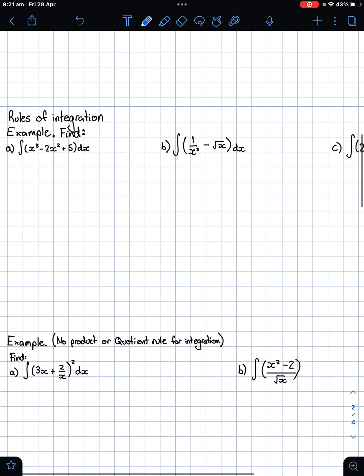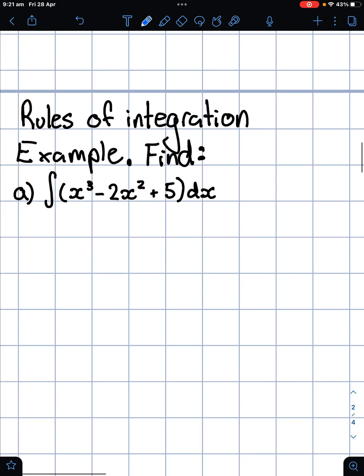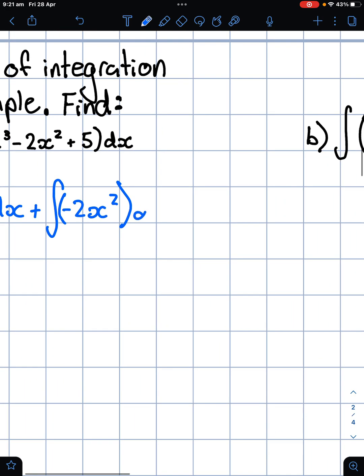So we've got here, example, find the integral of x cubed minus 2x squared plus 5 with respect to x. And so what we do here is, now in our text, they don't actually do it this way. I'll only do this for the first one, and then we'll skip this step. But one of our rules was that we could break this into individual integrals. And so a lot of the time we can think of these things with our rules in terms of individual parts.